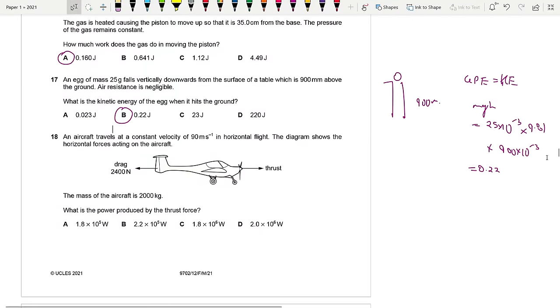An aircraft travels at a constant velocity of 90 meters per second in horizontal flight.